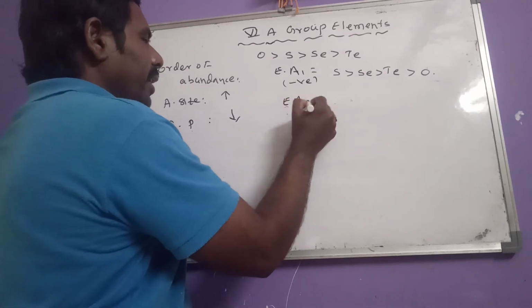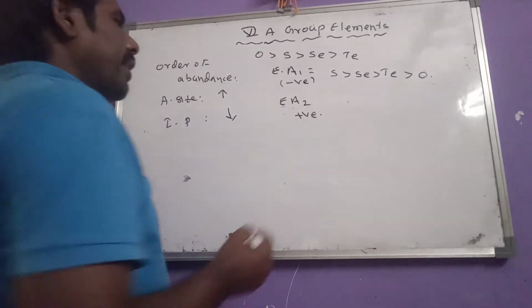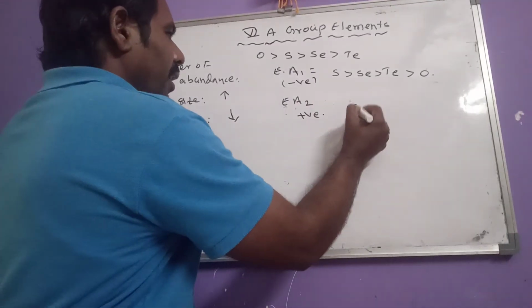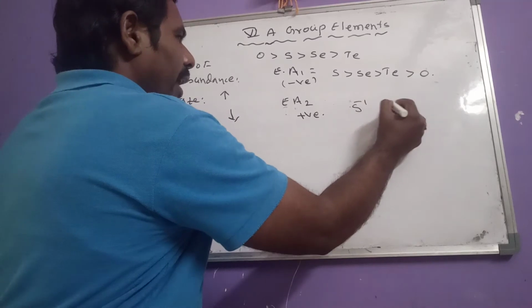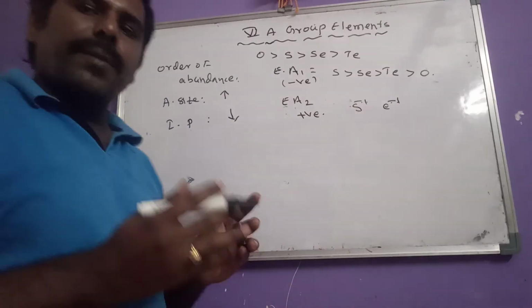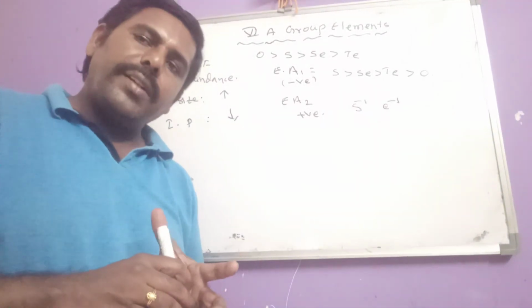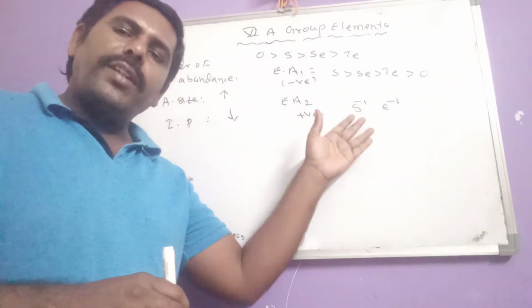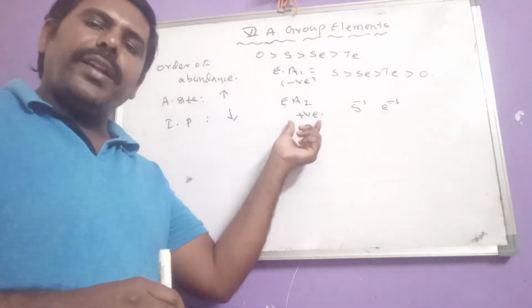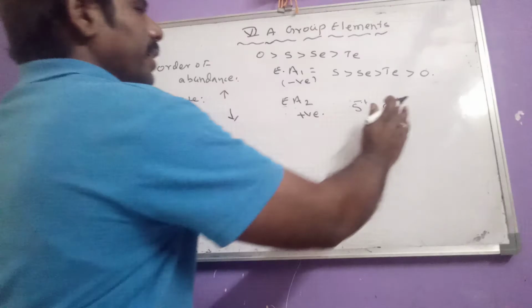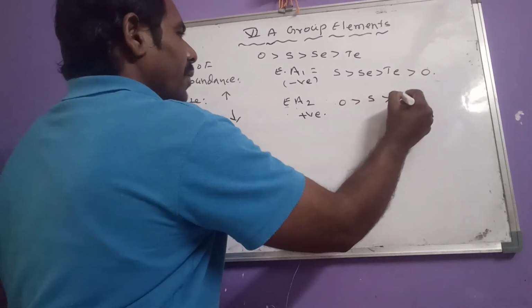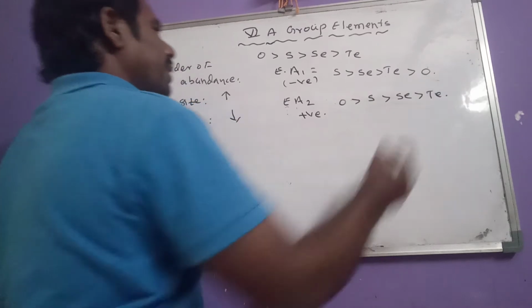Coming to second electron affinity, it is positive, because after gaining one electron, if you try to add another electron, there is repulsion between negative and negative charges. To overcome that repulsion, we have to provide some extra energy. That's why the second electron affinity is positive. What is the order of the second electron affinity value? Oxygen greater than sulfur greater than selenium greater than tellurium.